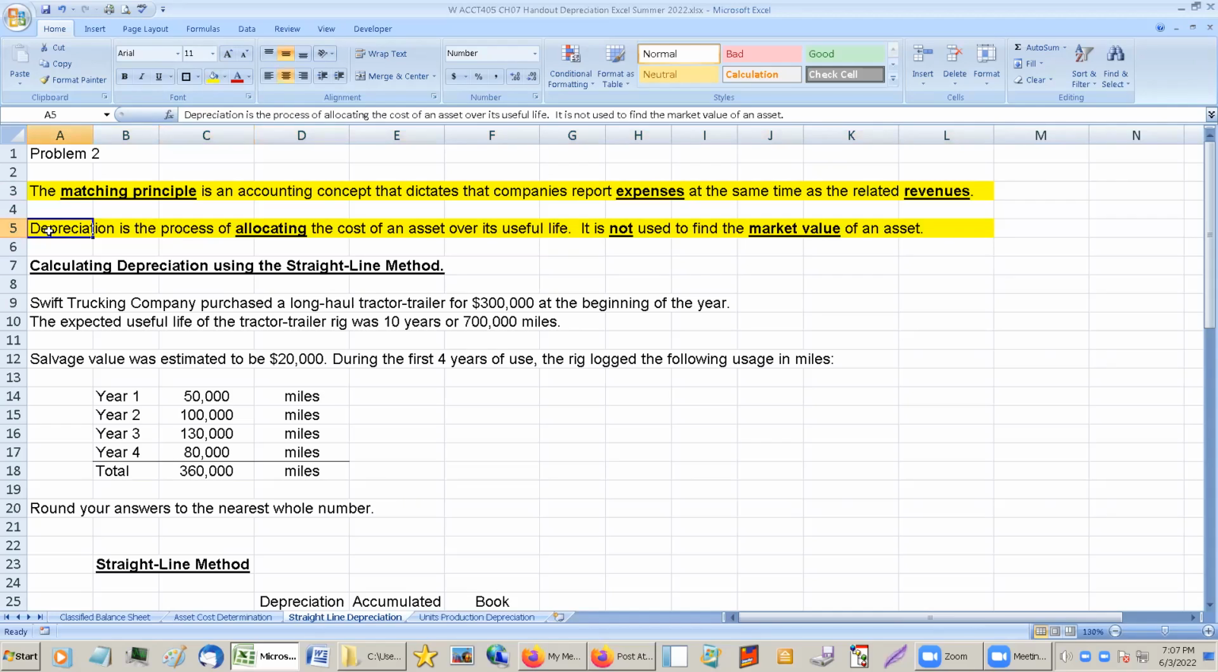Depreciation is the process of allocating the cost of an asset over its life. So it's an allocation. It does not find the market value of the asset. So depreciation is not there to find the market value. It's there to take these costs. We have these costs of this long-term asset that we paid for, this truck or whatever it was. And we're going to use it for a number of years, and we have to spread the costs out over those years. So we're not trying to find what the market value is of this thing.